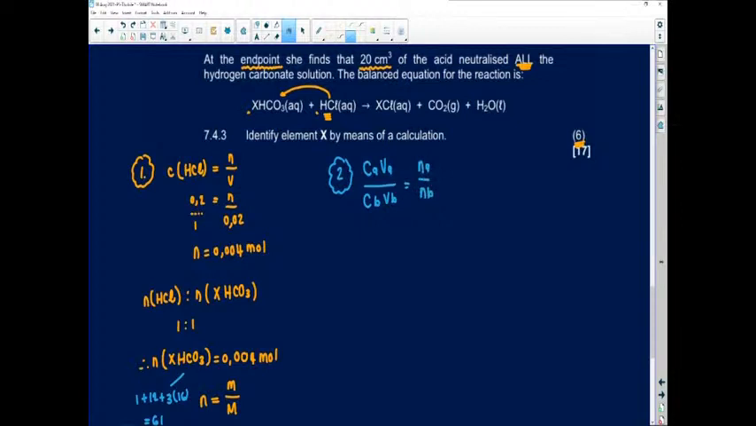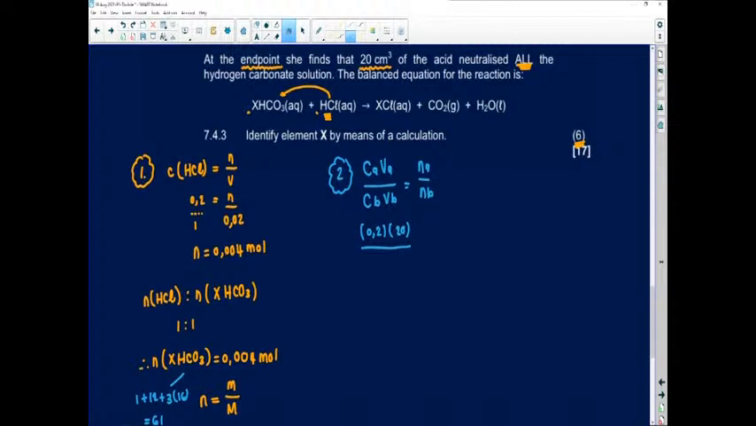Now I'm just going to plug in my acid, which was my HCl. My concentration is what I calculated in the previous one, which was 0.2. It was put in a volume of 20 cubic centimeters. In this case, I know that the centimeters will cancel with the one at the bottom, so I'm just going to use it as 20.